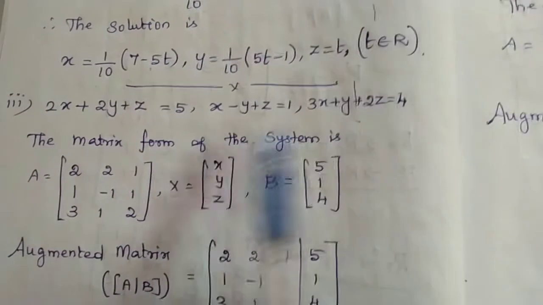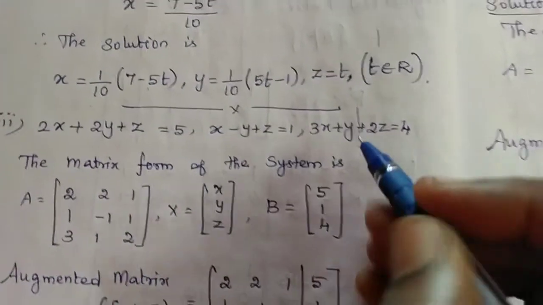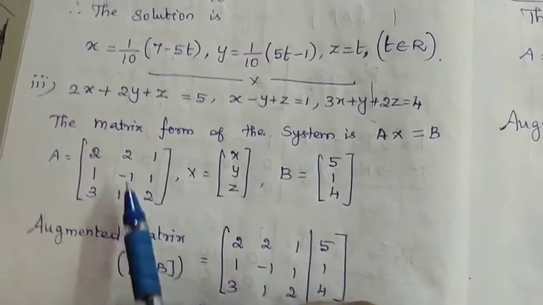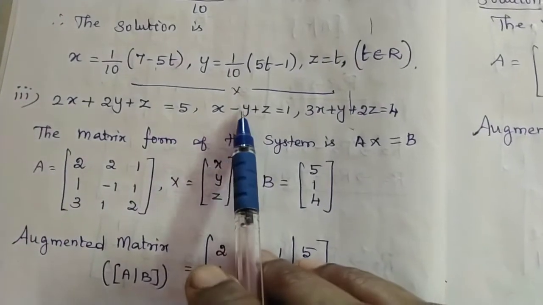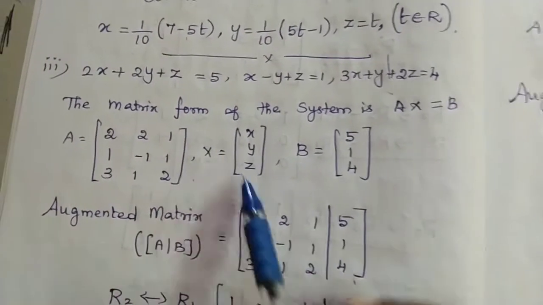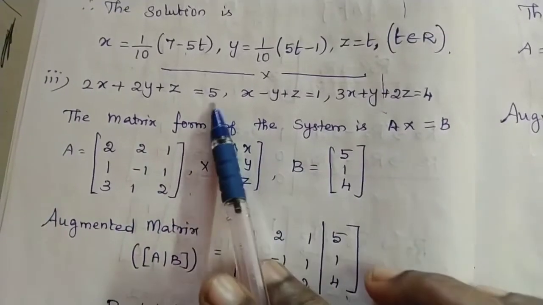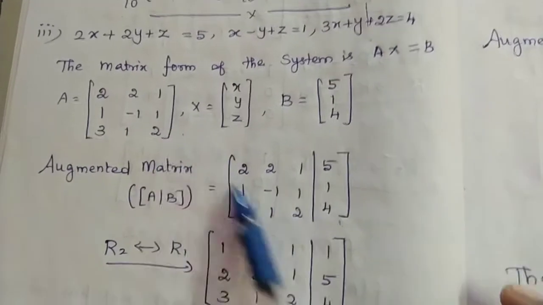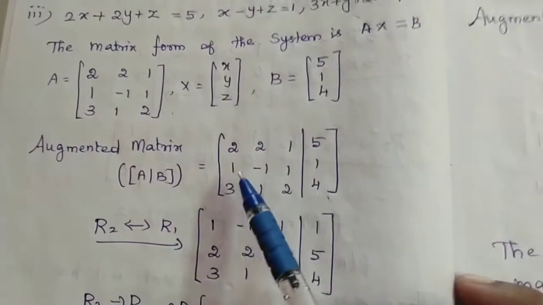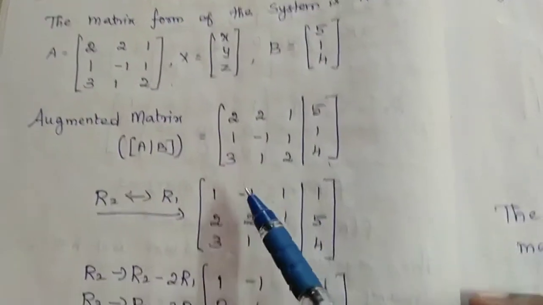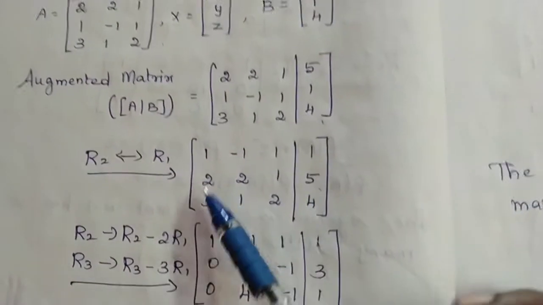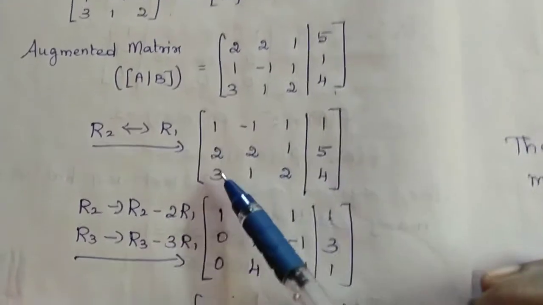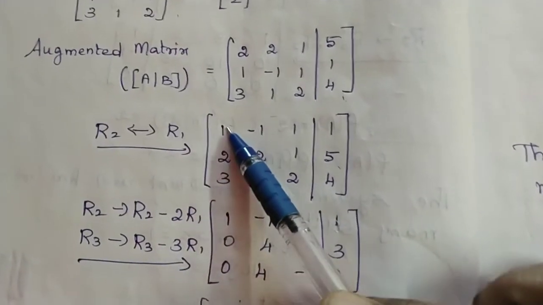See the third sum. Three equations are given. The matrix form of the system is Ax equals b. A equals, write the coefficients: 2 2 1, 1 minus 1 1, 3 1 2. X equals the unknowns x, y, z, and b equals the constants 5 1 4. Write the augmented matrix A by B. Now there is a 1, so interchange R2 with R1. Here R2 becomes R2 minus 2R1 and R3 becomes R3 minus 3R1.